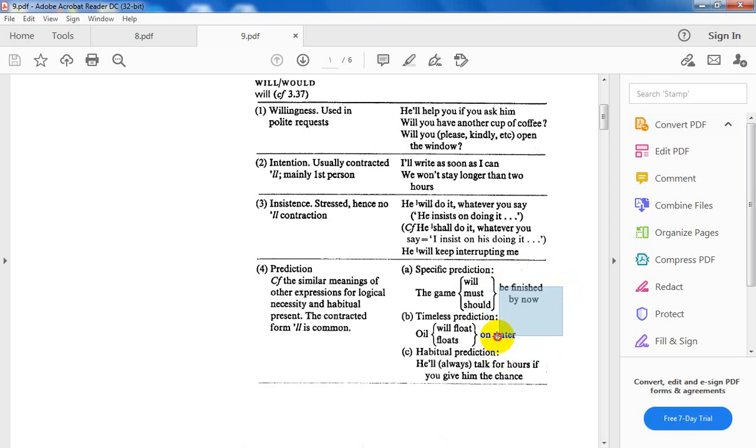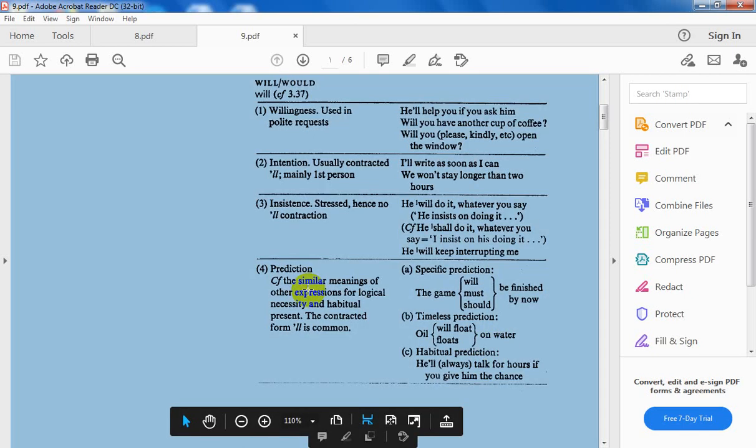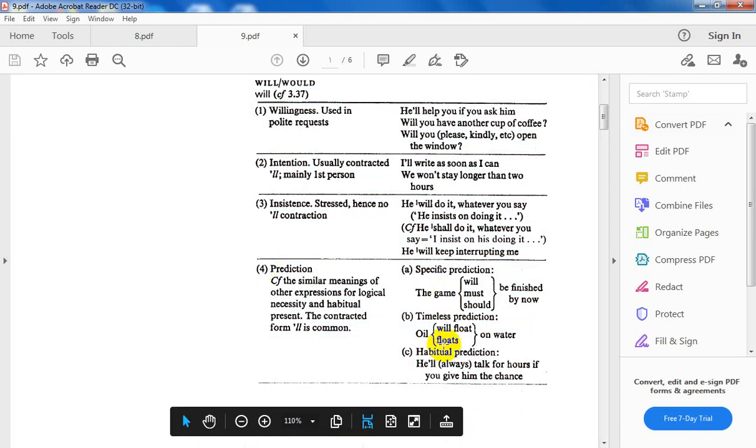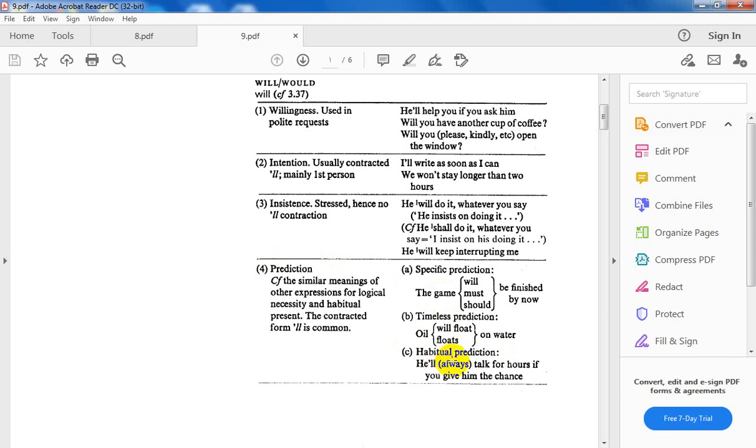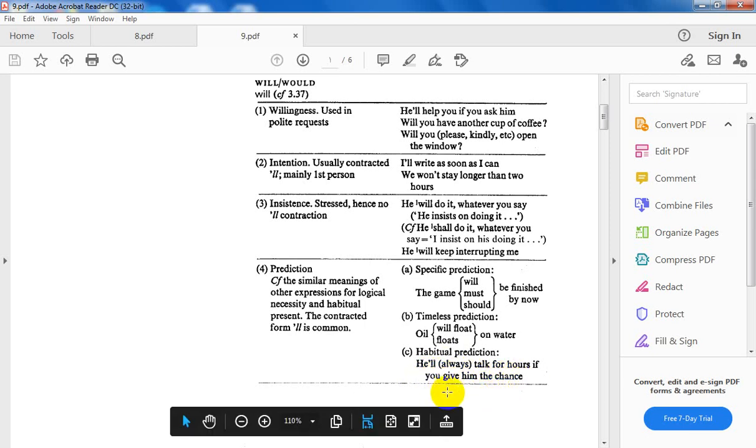Oil will float on water, or you can substitute it with oil floats on water, which means it is timeless. Habitual is something that expresses someone's habits. For example, he will always talk for hours if you give him the chance. You see, always, just like it's a habit for that person.